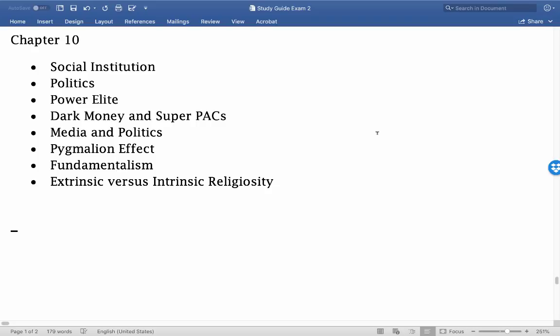So we talked about education is a social institution. Politics is a social institution, religion, etc. There's a bunch more, but those are the ones they talked about in the chapter. Politics is just policy-related attitudes that are intended to influence government politics. The power elite is C.